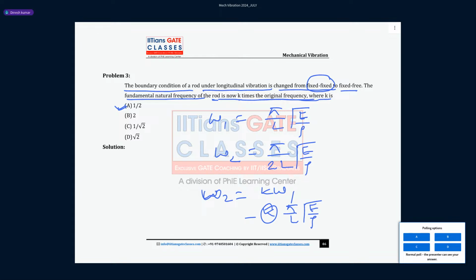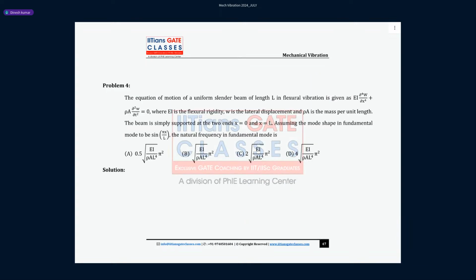Okay, so let's move to the next question. Read the question, what it says. The equation of motion of a uniform slender beam of length L in flexural vibration is given by this equation.